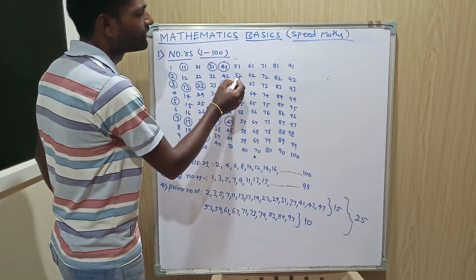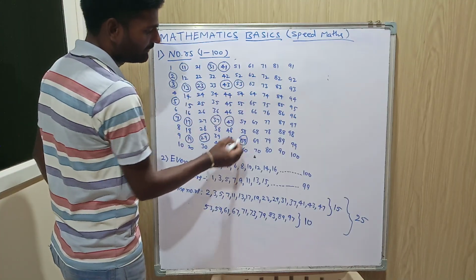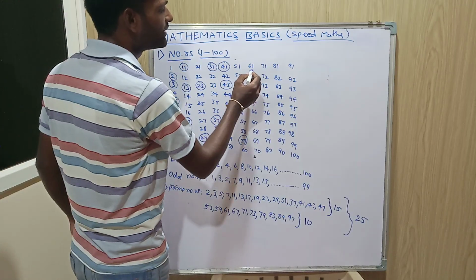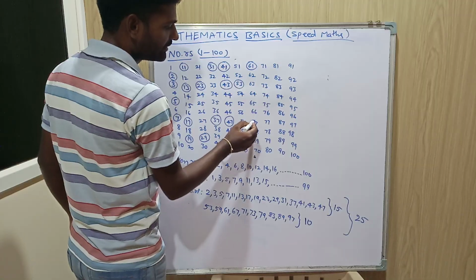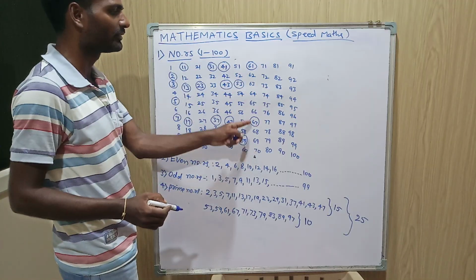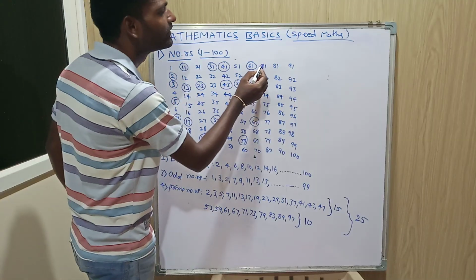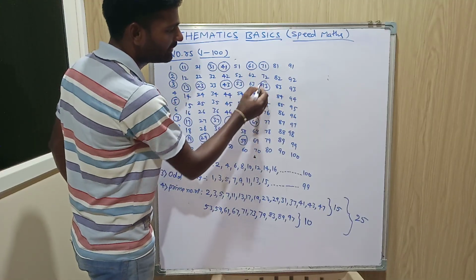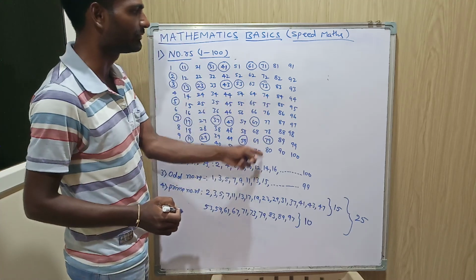In 50, you can see 53, 59. Only 2 prime numbers. Next, in 60, 61. Next, 67. Only 2 prime numbers are present. In 70, 3 prime numbers are present here. So 71, 73, next 79. So 3 prime numbers.